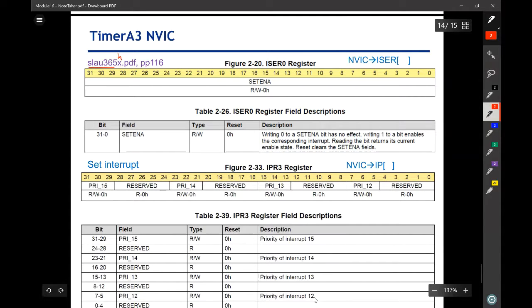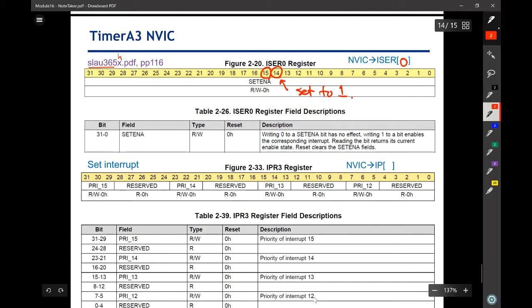You need to look at ISER0. In your code it's going to be NVIC ISER0. Since the IRQ interrupt request numbers are 14 and 15, we have to set these bits to 1. Then the IRQ interrupts are enabled, and the CPU can handle the interrupt properly.